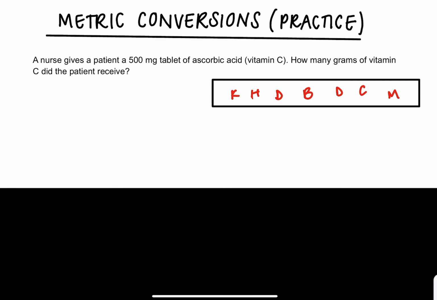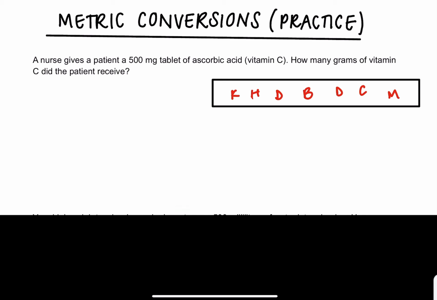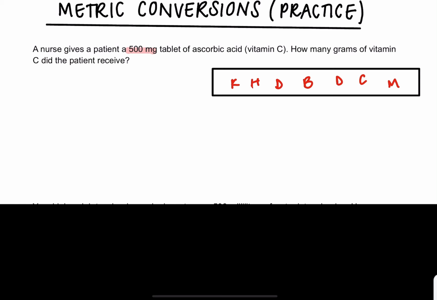Our first problem states a nurse gives a patient a 500 milligram tablet of ascorbic acid, which is vitamin C. How many grams of vitamin C did the patient receive? So we know here that we're wanting to take 500 milligrams and we want that in grams. And so we have to do a conversion here. Now, you could do the math, or we're going to be using my metric conversions trick. That's going to make this a little bit easier for ourselves.